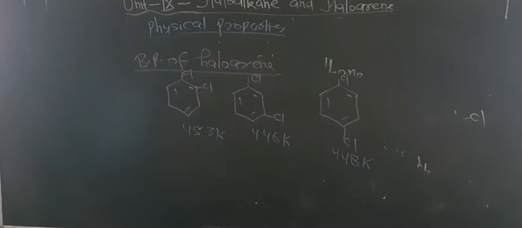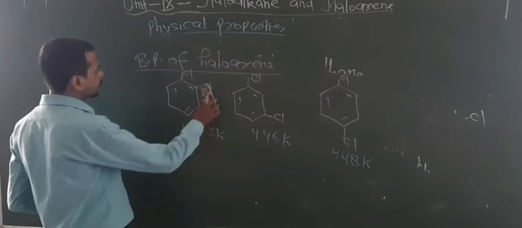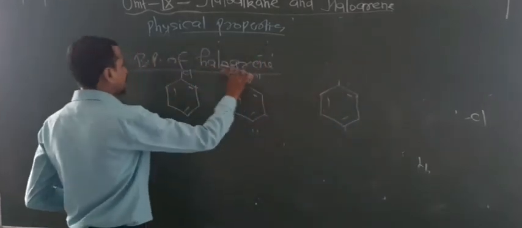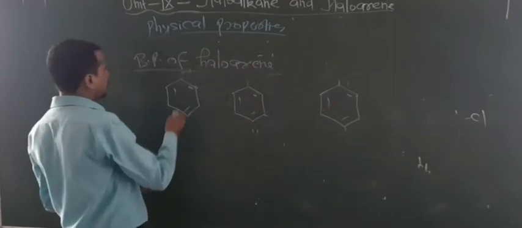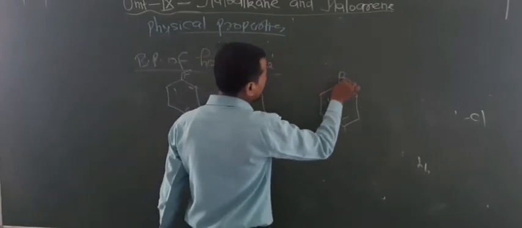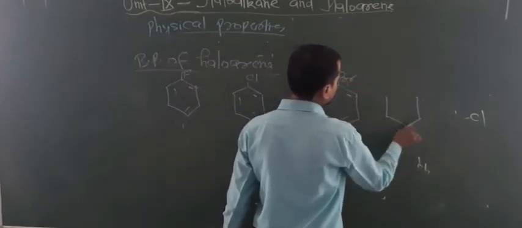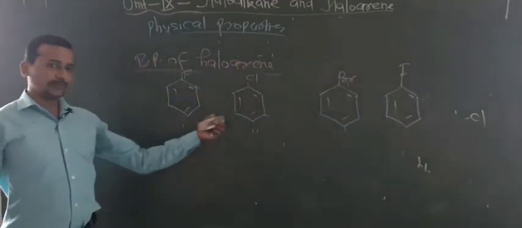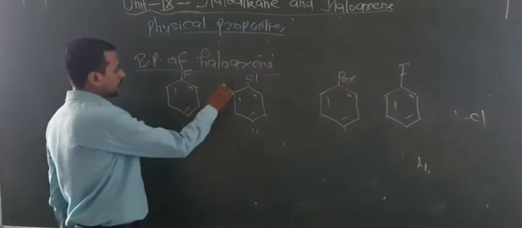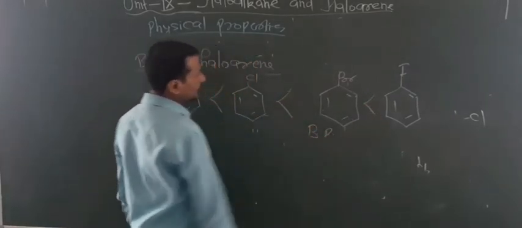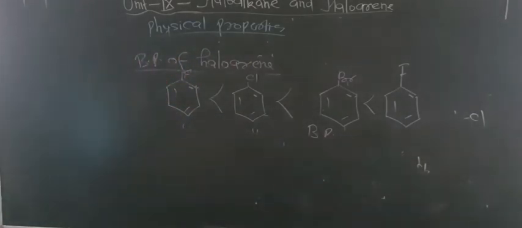Now dear students, next point, again you have to know about the boiling points of haloarenes. That means if the same aryl group is there, again here fluorobenzene, chlorobenzene, bromobenzene and iodobenzene. Look here, same aryl group but different halogen. So the more the weight of the halogen, the higher the boiling point. So this is the order of boiling points in the case of haloarenes.